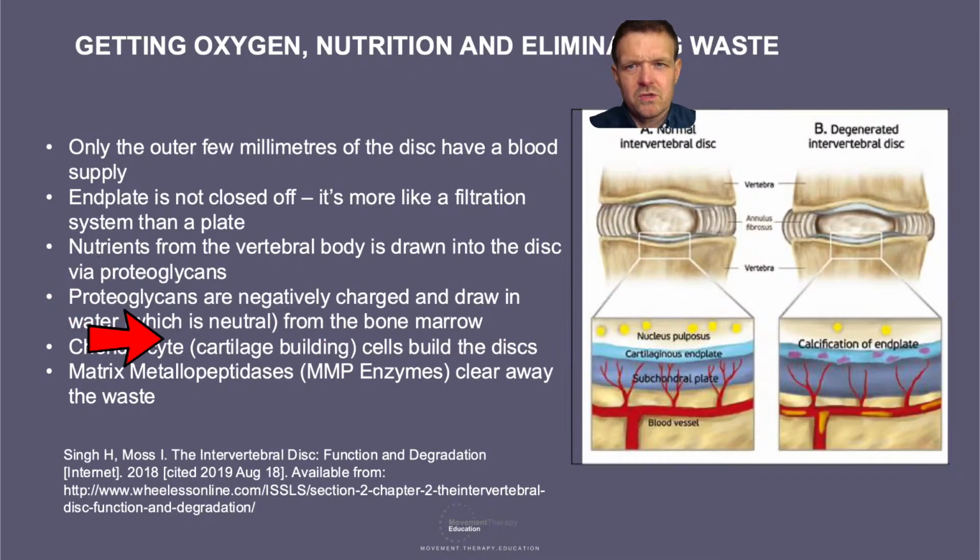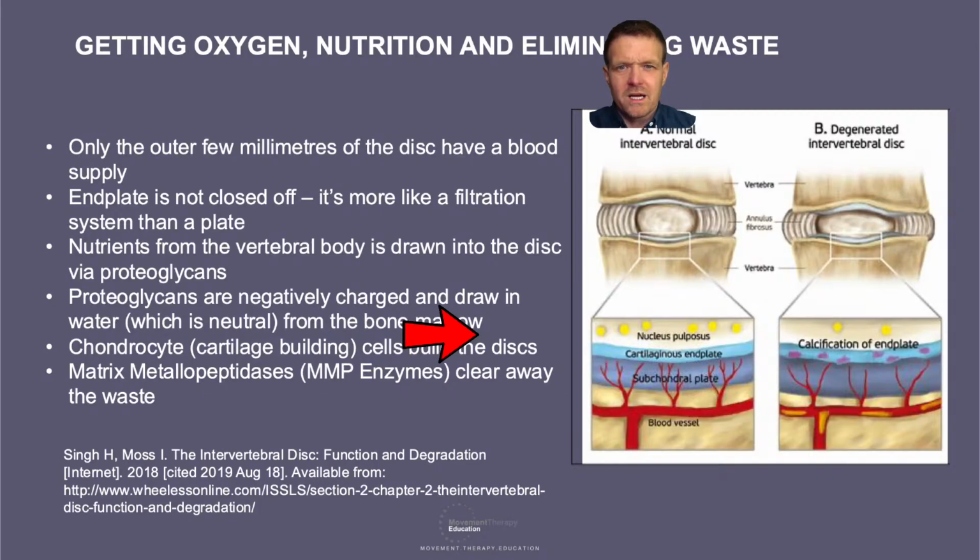Some of the things to revisit is some of these words here. So the nutrients from the vertebral body is drawn into the disc via something called proteoglycans. Proteoglycans are negatively charged and they draw in water, which is neutral, from the bone marrow. Okay, so that's their role, is to keep the disc hydrated. Chondrocytes are cartilage building cells, and they help to build the disc.